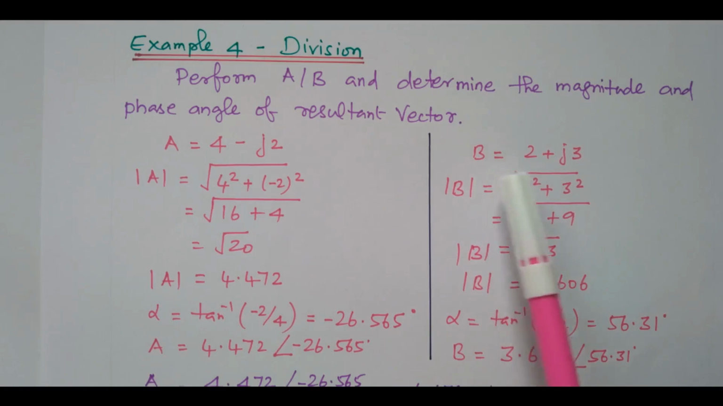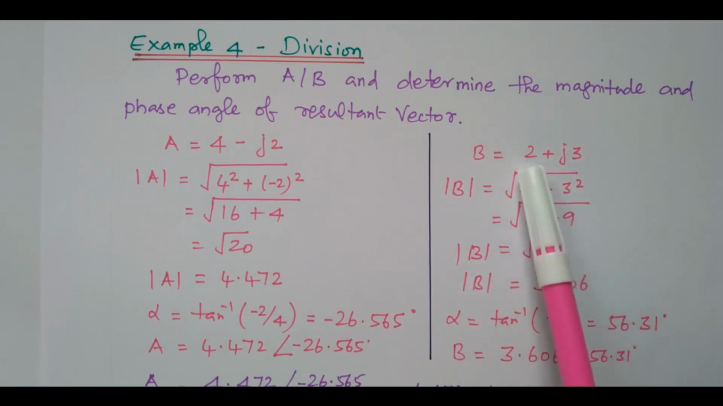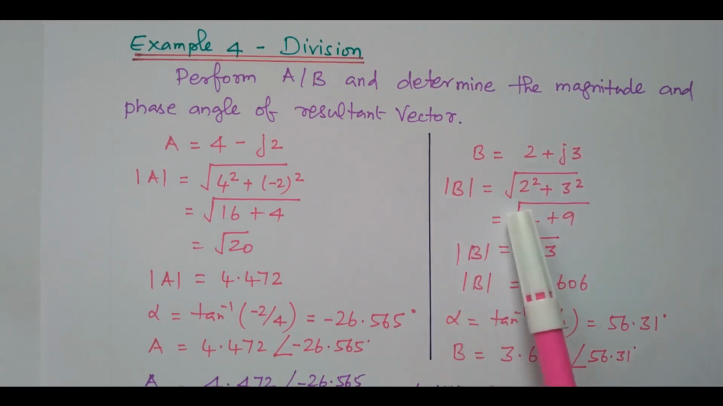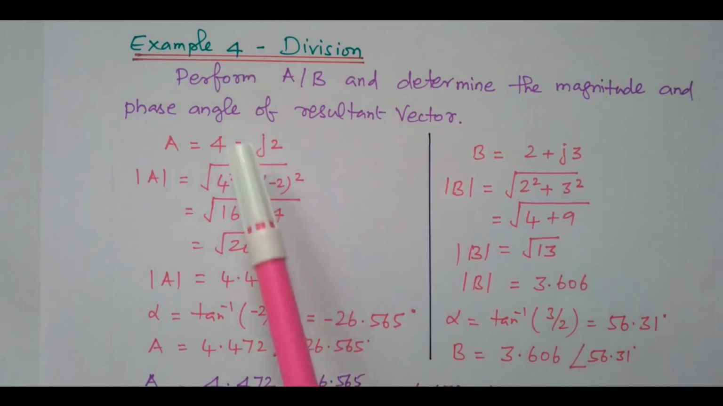Another vector is b equal to 2 plus j3. Real term is 2, imaginary term is 3. So the magnitude is the square root of 2 square plus 3 square, and the final value is 3.606. The angle is tan inverse of imaginary term by real term, 3 by 2, which is 56.31. Now it is represented in polar form as 3.606 with an angle of 56.31. So the rectangular forms of a and b are now converted into polar form.